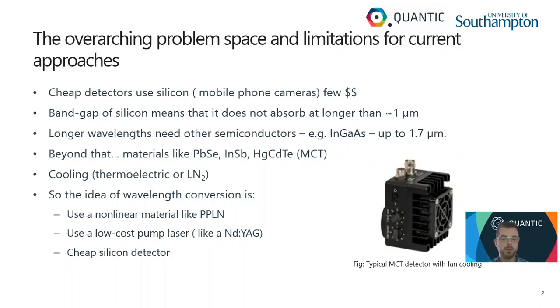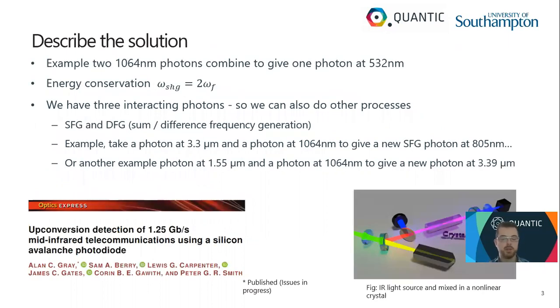So here in Southampton, we apply periodically poled lithium niobate in combination with other source lasers such as neodymium YAG to wavelength convert the mid-infrared light to something which can be detected using these silicon detectors. An example of this nonlinear process is the combination of two 1064 nanometer photons to create a 532 nanometer photon. And this is the basis of a green laser pointer and is enabled by simple energy conservation.